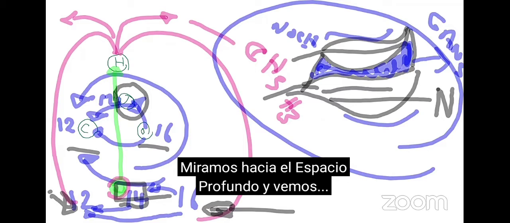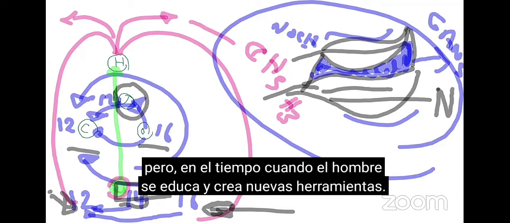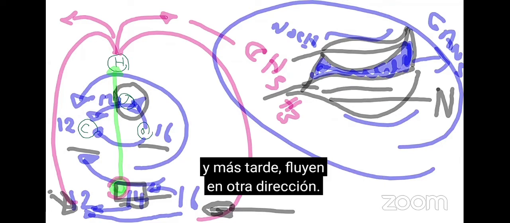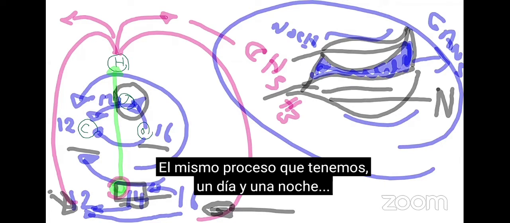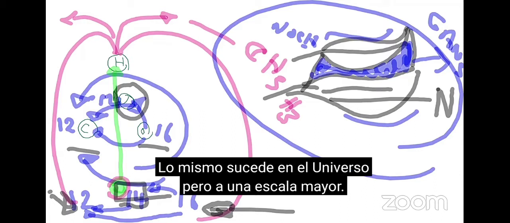We look into deep space and we see what we call the darkness. But in time, when man becomes educated and creates new tools, we see the same thing. The magnetic fields flow in one direction and later on they flow in another direction. The same process as we have day and night, photosynthesis as you call it, field flow. The same thing happens in the universe but on a larger scale.